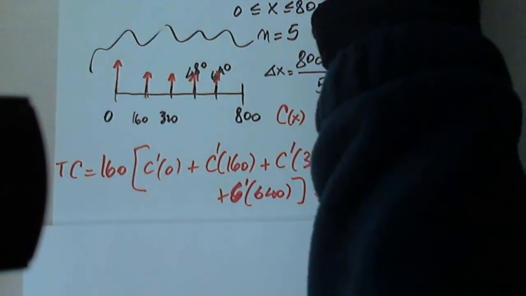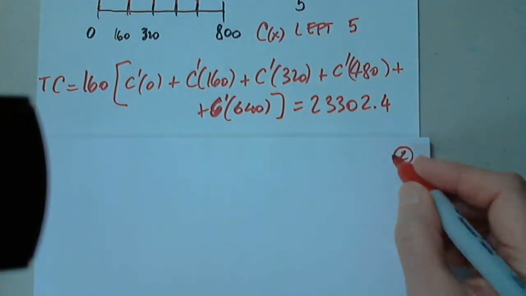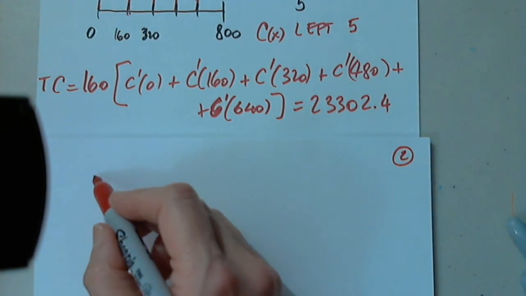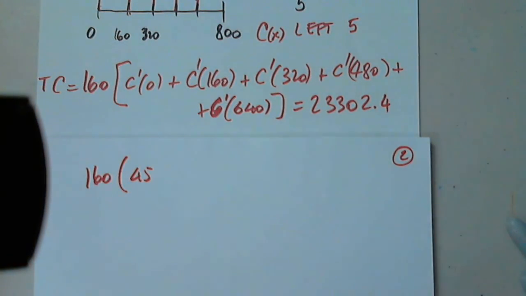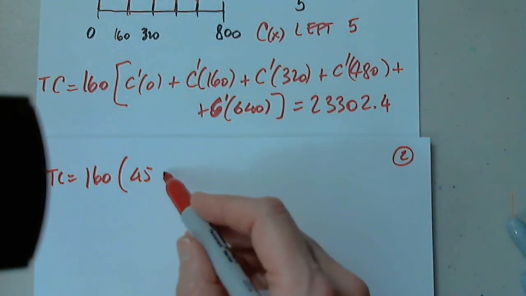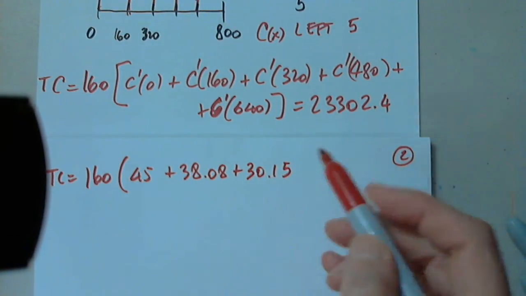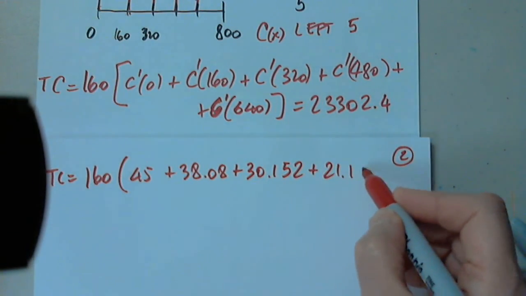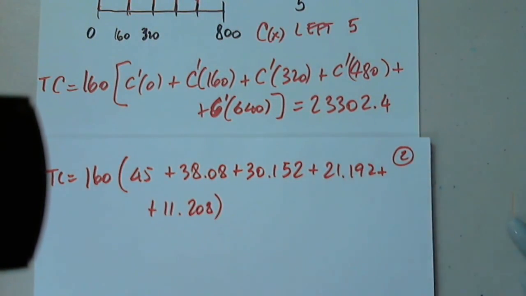As I said, you don't have to do it that way. I prefer adding instead of calculating and adding myself. But what I'm getting, I'm just adding the numbers now. So 160 and 45. Oh yeah, because I have to multiply by 160. These numbers don't contain the 160. So 45 plus 38.08 plus 30.152 plus 21.192 plus 11.208. Now when I add these numbers and multiply by 160, let's see what we get.